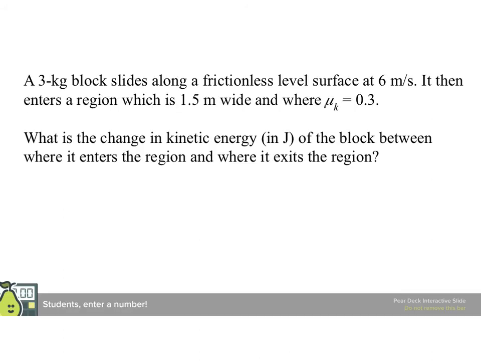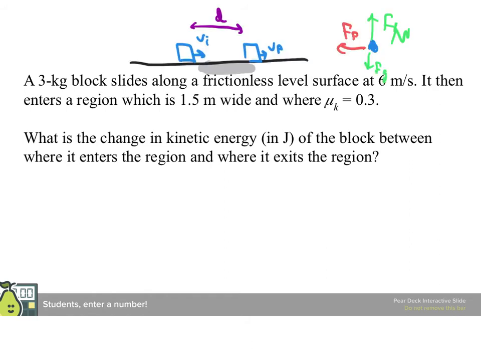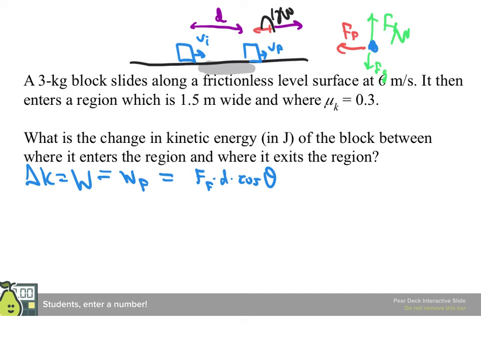Same setup, and we now want to say, what is the change in kinetic energy between when it enters the region and when it exits the region? Well, the change in kinetic energy is the work done, but the work done is going to be the work done by friction, because it's the only force that is not perpendicular to the direction we're talking about. The work done by friction is going to be the force of friction times the distance times the cosine of the angle between them. The displacement points this way, but friction points that way. That angle is 180 degrees, whose cosine is minus 1.